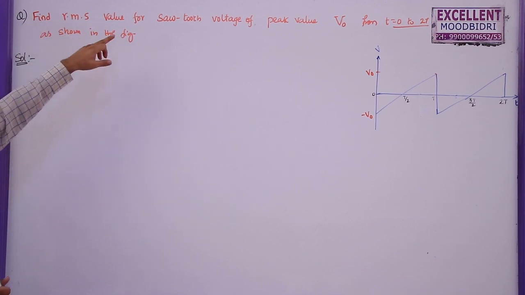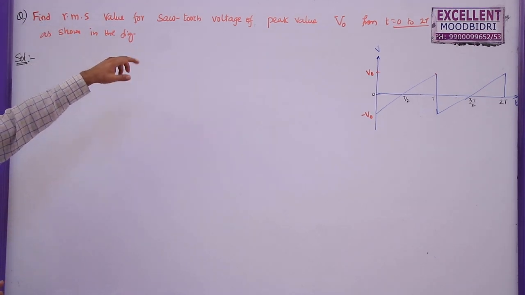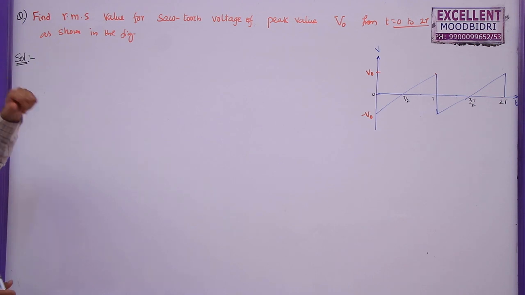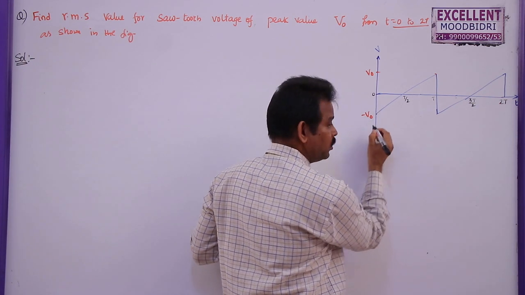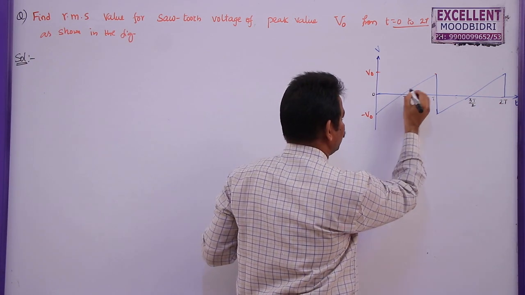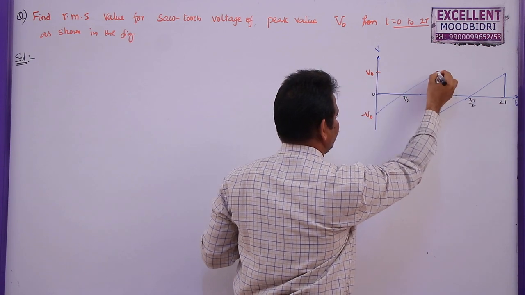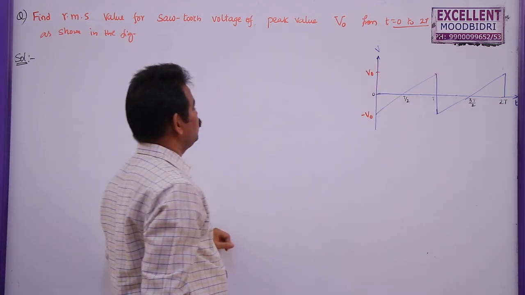Find the RMS value for the ramp (sawtooth) voltage of peak value V0 from time 0 to 2T as shown in the figure. So this is the voltage variation. Here the initial voltage is minus V0, then 0, and this is the positive value V0. So this is the sawtooth peak voltage.